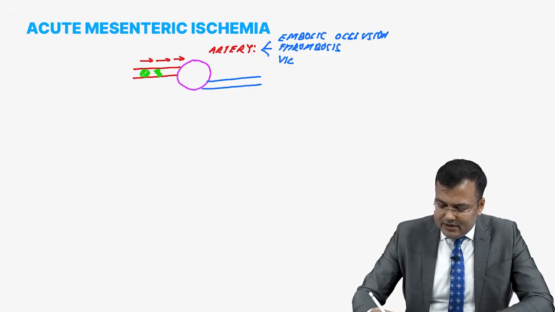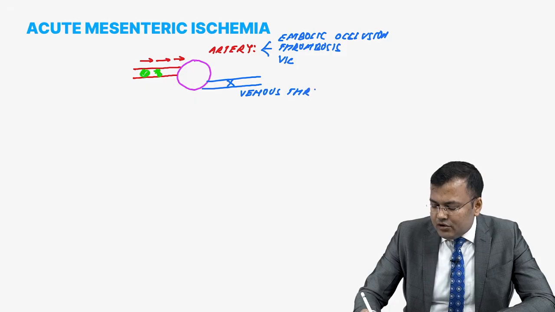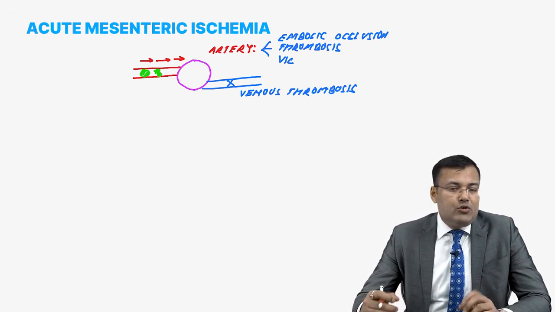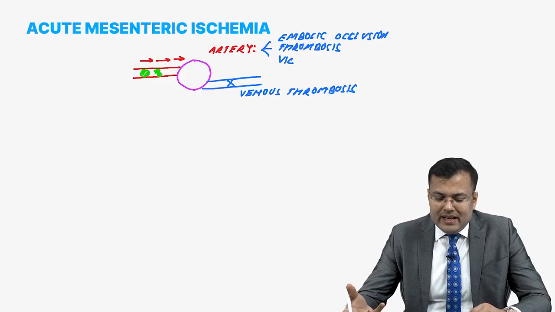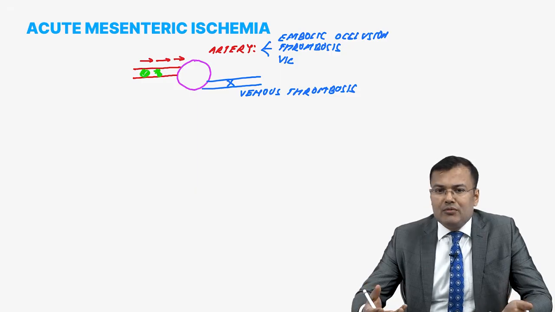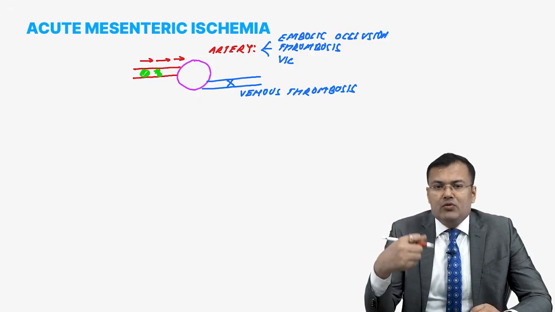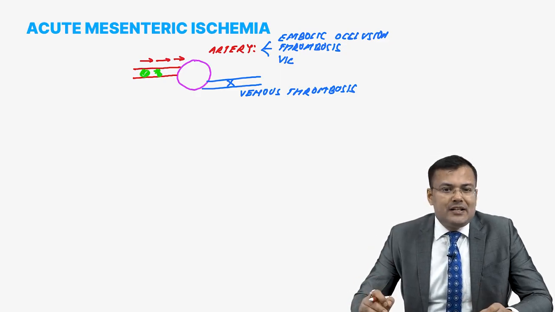Similarly, imagine this is the vein, and in the vein, what happens? There is venous thrombosis. Because of venous thrombosis, what's the big problem? There is collection of deoxygenated blood and there is congestion in the organ. So this can also lead to ischemia. So acute mesenteric ischemia can be caused by embolic occlusion of artery, by arterial thrombosis, by vasoconstriction in the mesenteric artery, that is known as non-occlusive mesenteric ischemia, and by mesenteric venous thrombosis.